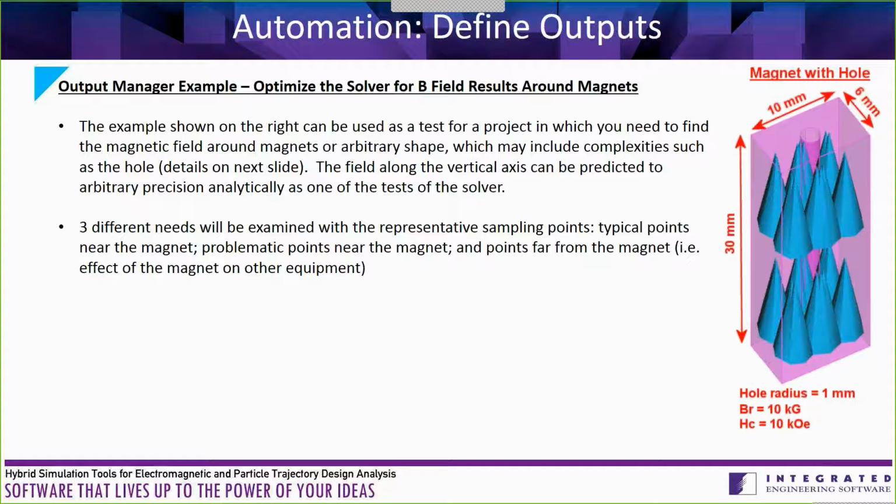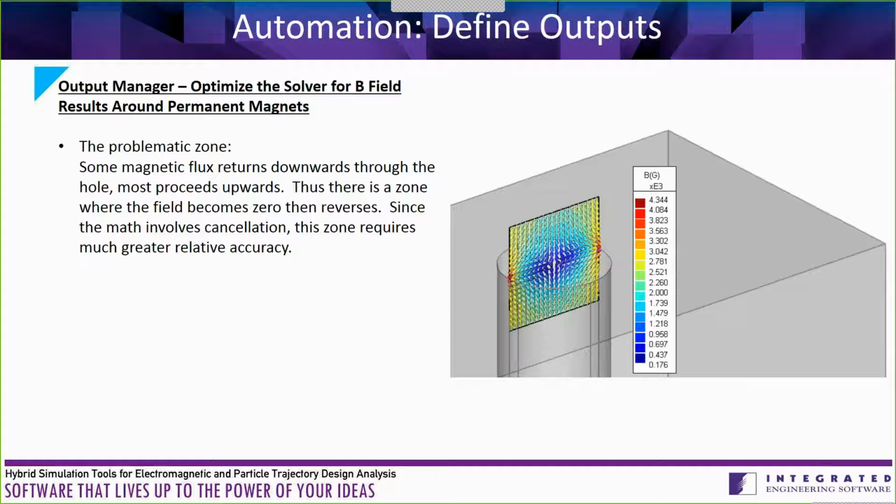So my chosen case is simply a rectangular bar magnet with a hole running through it as shown in the diagram. And depending on what you're planning to do with this, if you're embarking on a project where you're making magnets with holes and you want to reconvince yourself what is the best way to set up the solver, that's what we'll be looking at. There are three zones that I consider. One is just generally close to the magnet. Generally close to the magnet is pretty easy in all cases, but there are two challenging zones.